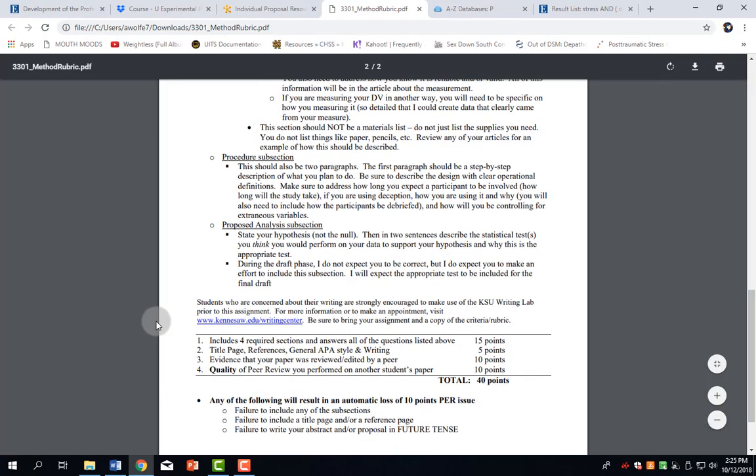The next section that's on our rubric is the procedure. It says that it should also be 2 paragraphs. The first paragraph is a step-by-step description of what you plan to do and how long participants will be involved, if you're using any deception, and if so, how and why. The other paragraph needs to really talk more about controlling for your extraneous variables or what limitations you already have in your study.